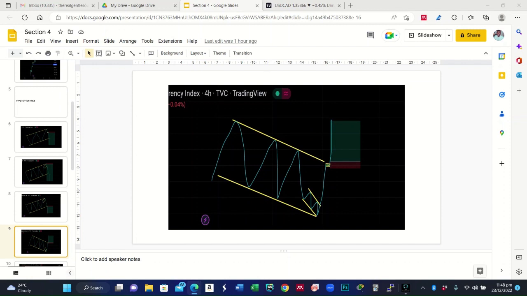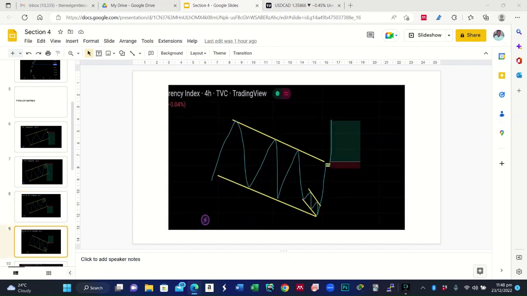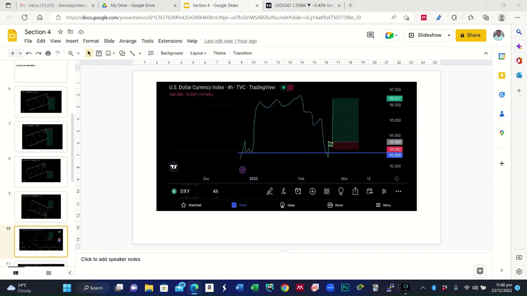If you see a descending channel like this, you can see this is different from the previous ones I've been showing you. So if you see a descending channel like this, and you see an impulsive movement upward and you see a correction, then you can enter after that correction, then catch it to the upside. Let's go to the next one.